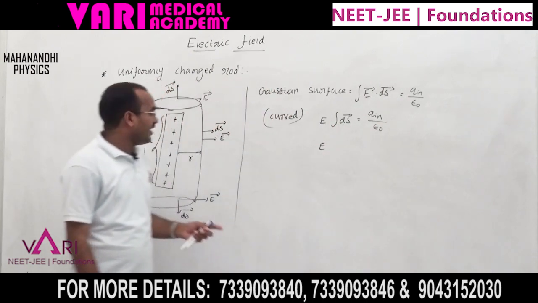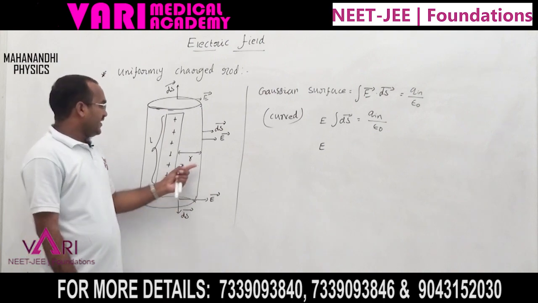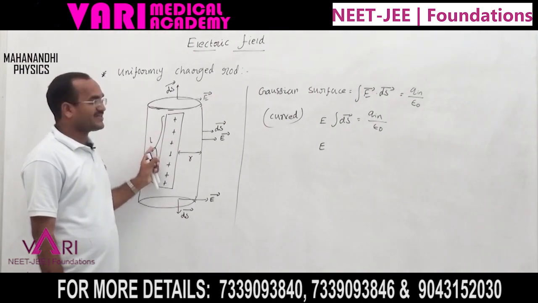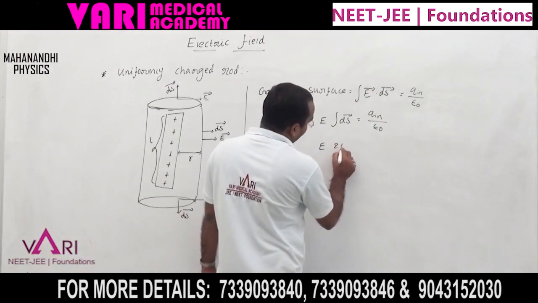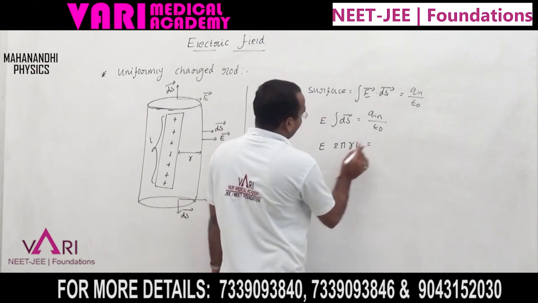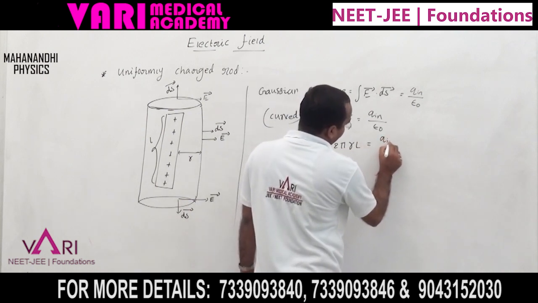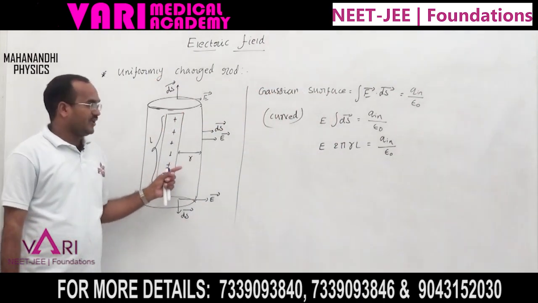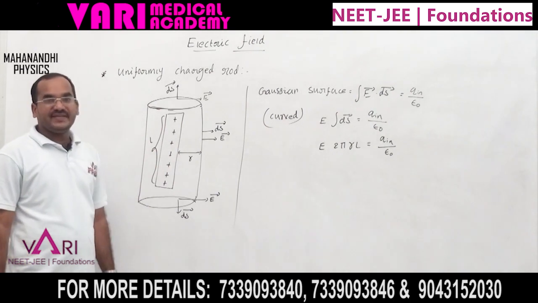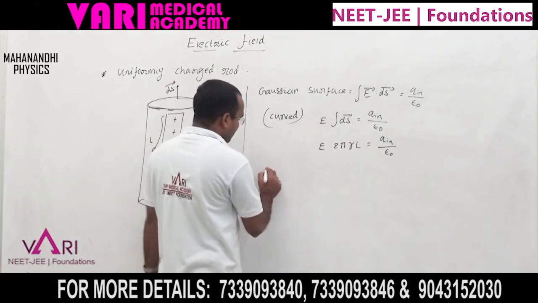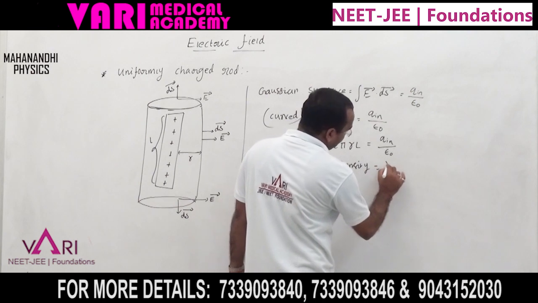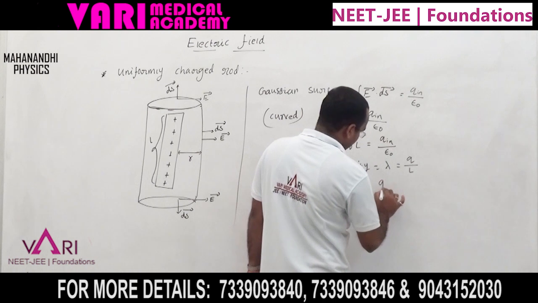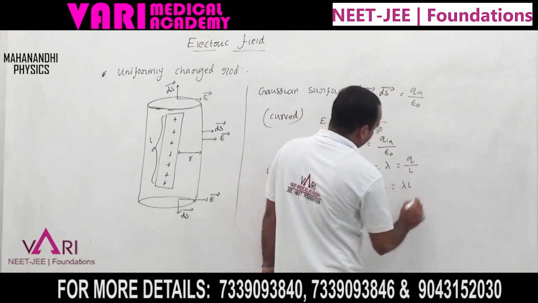Now E times the integral of ds means the area of the curved surface. The curved shape has circumference 2 pi r and vertical length L, so the total area is 2 pi r L, and E times 2 pi r L is equal to q in by epsilon naught. This is equation 1. Here q is the charge enclosed by the body. For the rod, the linear charge density lambda equals q by L, so q equals lambda L. This is equation 2.